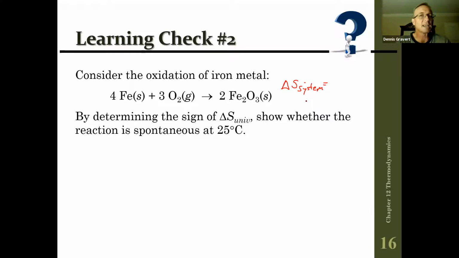Is it positive or negative? Positive entropy change means more random as you move from reactants to products. A negative entropy change says things are becoming more neat and orderly. So what have we got here?